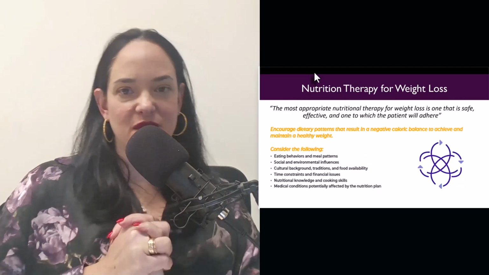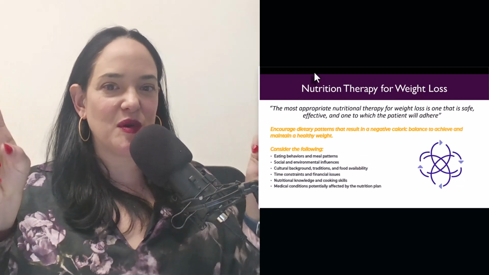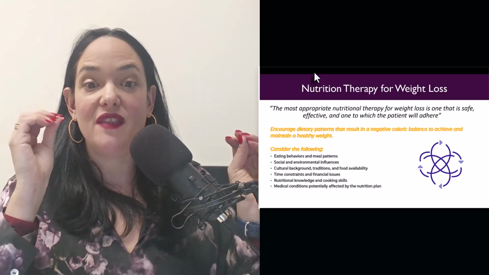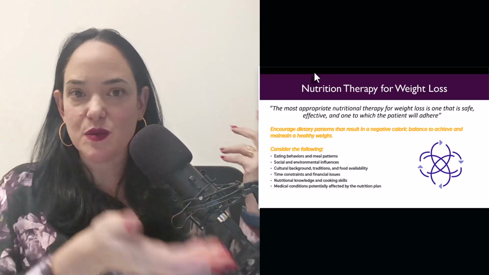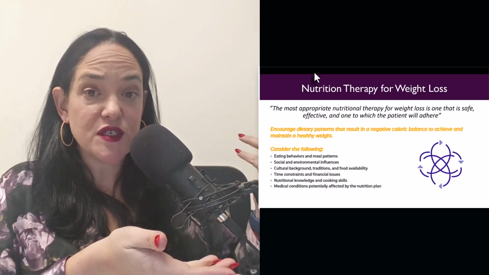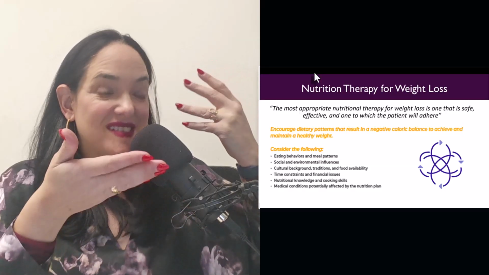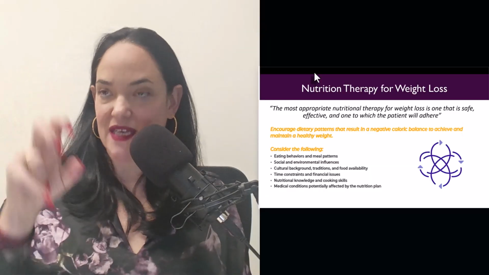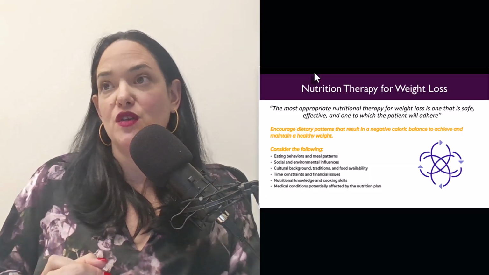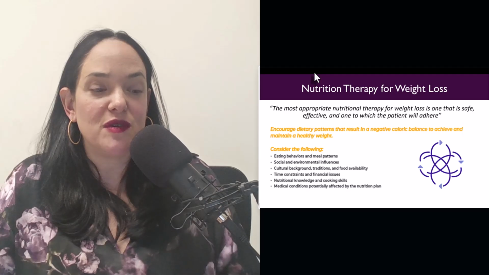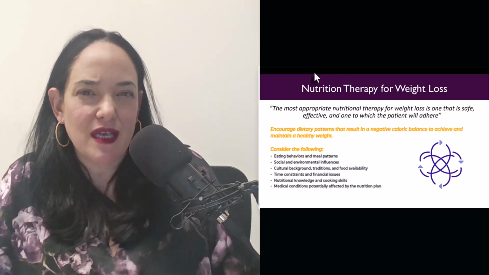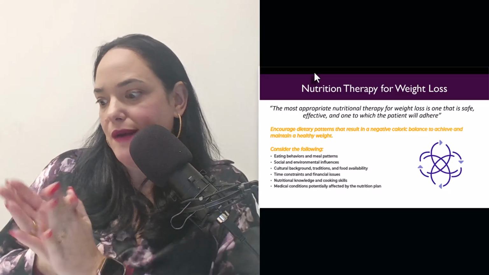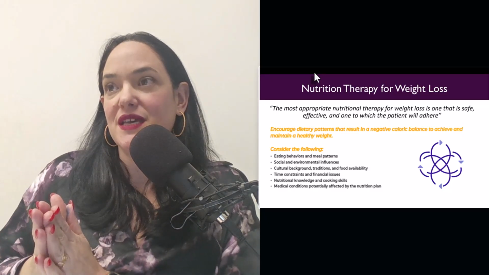I love this other concept from the obesity algorithm, which suggests that the most appropriate nutritional therapy for weight loss is one that is safe, effective, and one to which the patient will adhere. As we saw in the unit on interventions for weight loss, adherence, sustainability, and consistency are the most important things that predict success with weight loss or health outcomes. Sure, someone can go on an extreme diet, but will they actually be able to keep that up? Do they like it? Is it ruining their lives? Then that's a problem. Even though it might show short-term effects on weight or other outcomes, is it messing things up for the long term?